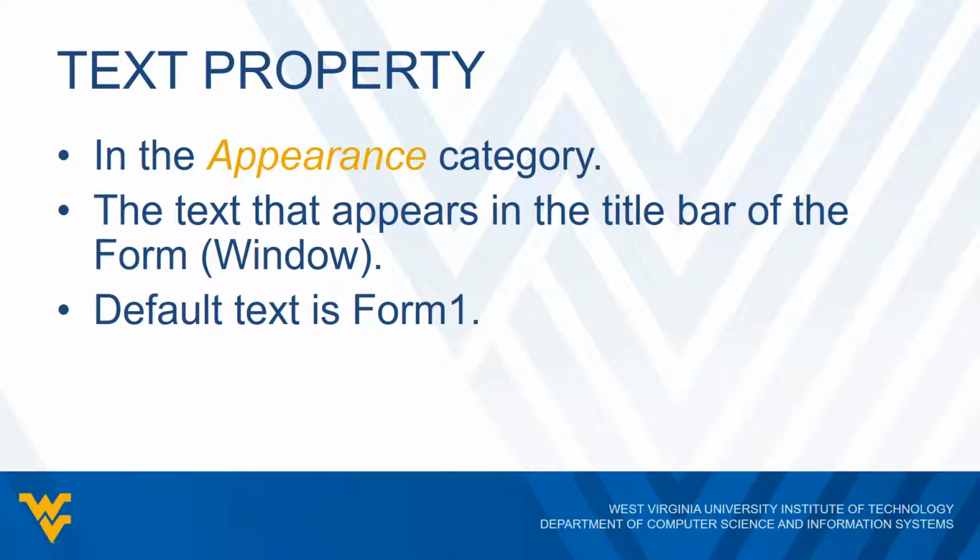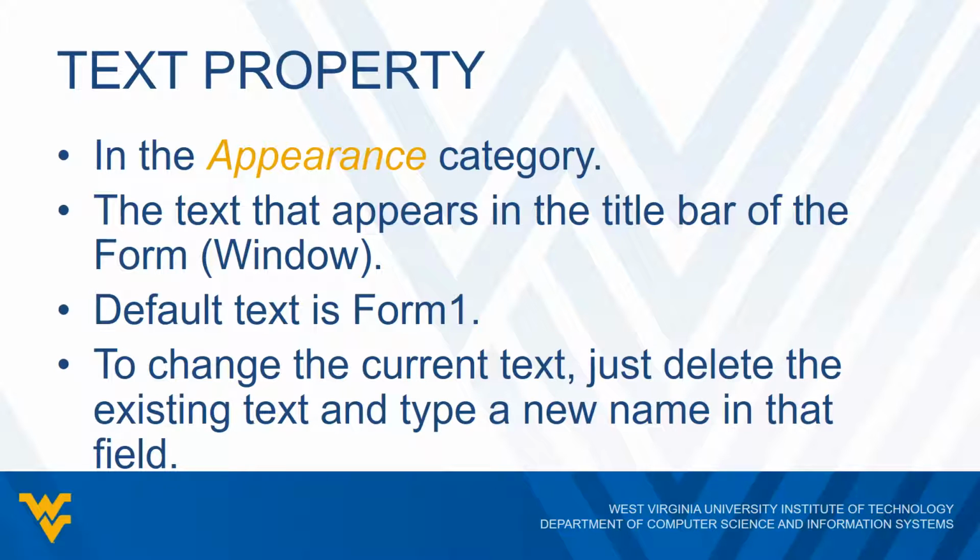By default, this is called form1. You can leave it as is if you want, but this is probably something you'll want to change. So if you want to change the current text, all you have to do is go to the bar where it says text in our properties window. Just delete what's in there and type in whatever name you want to call that particular form or window.